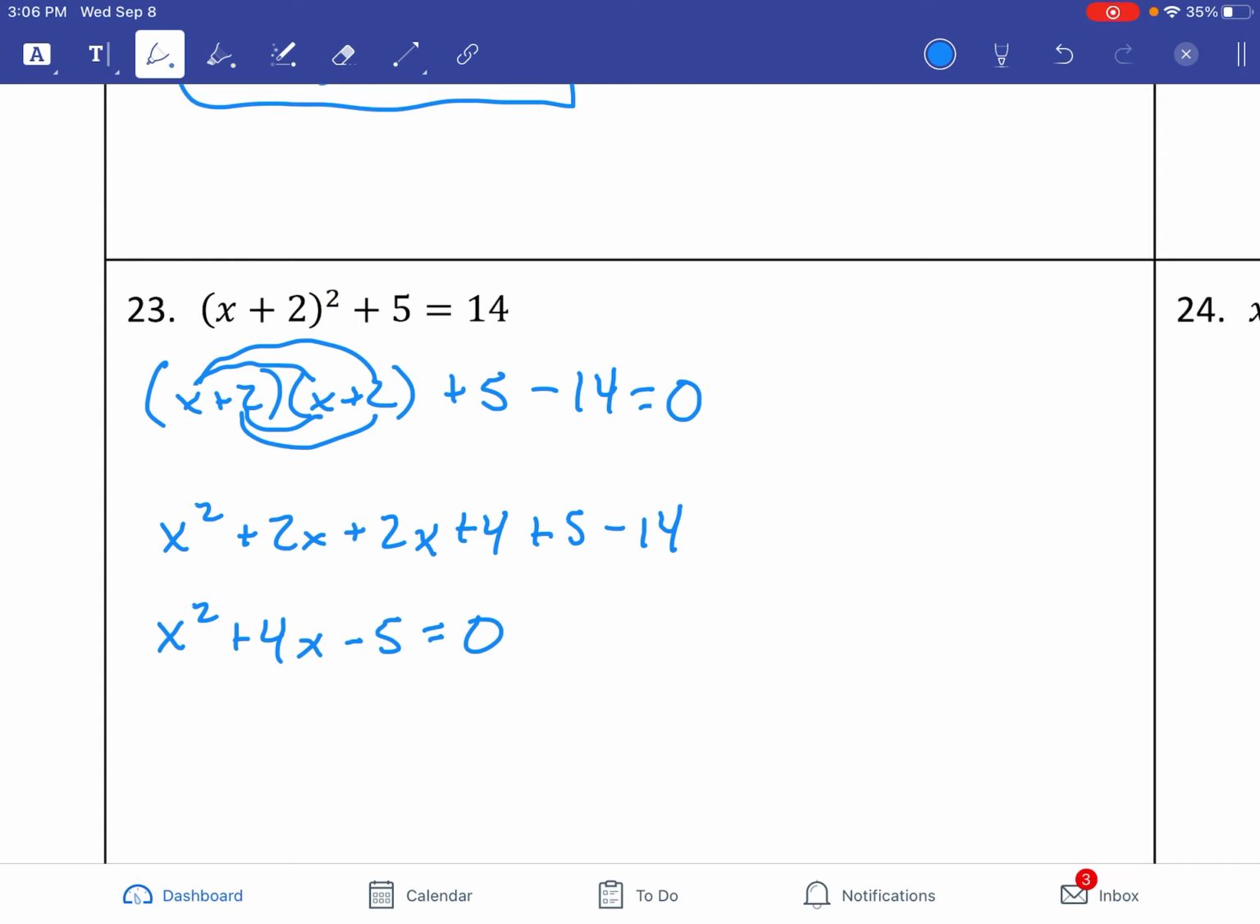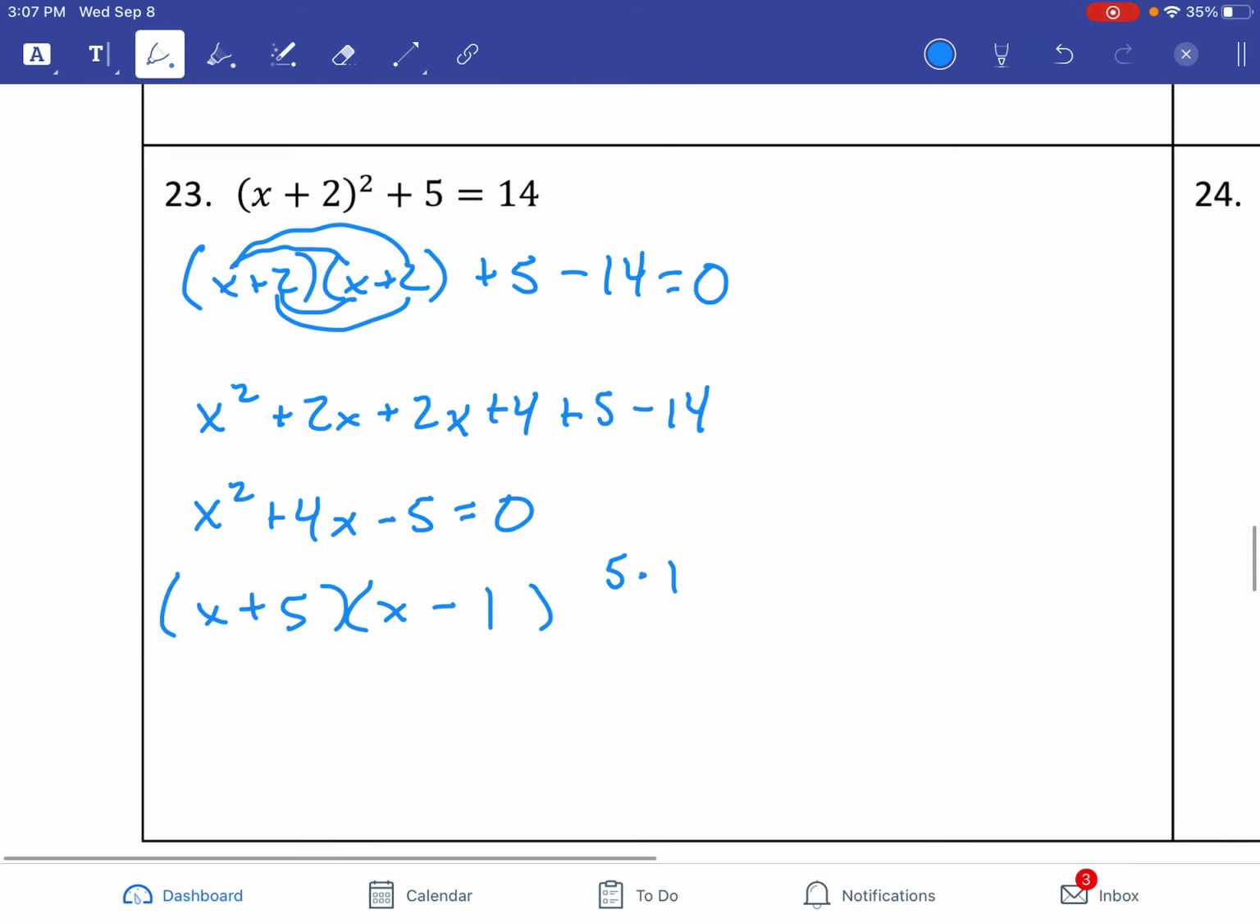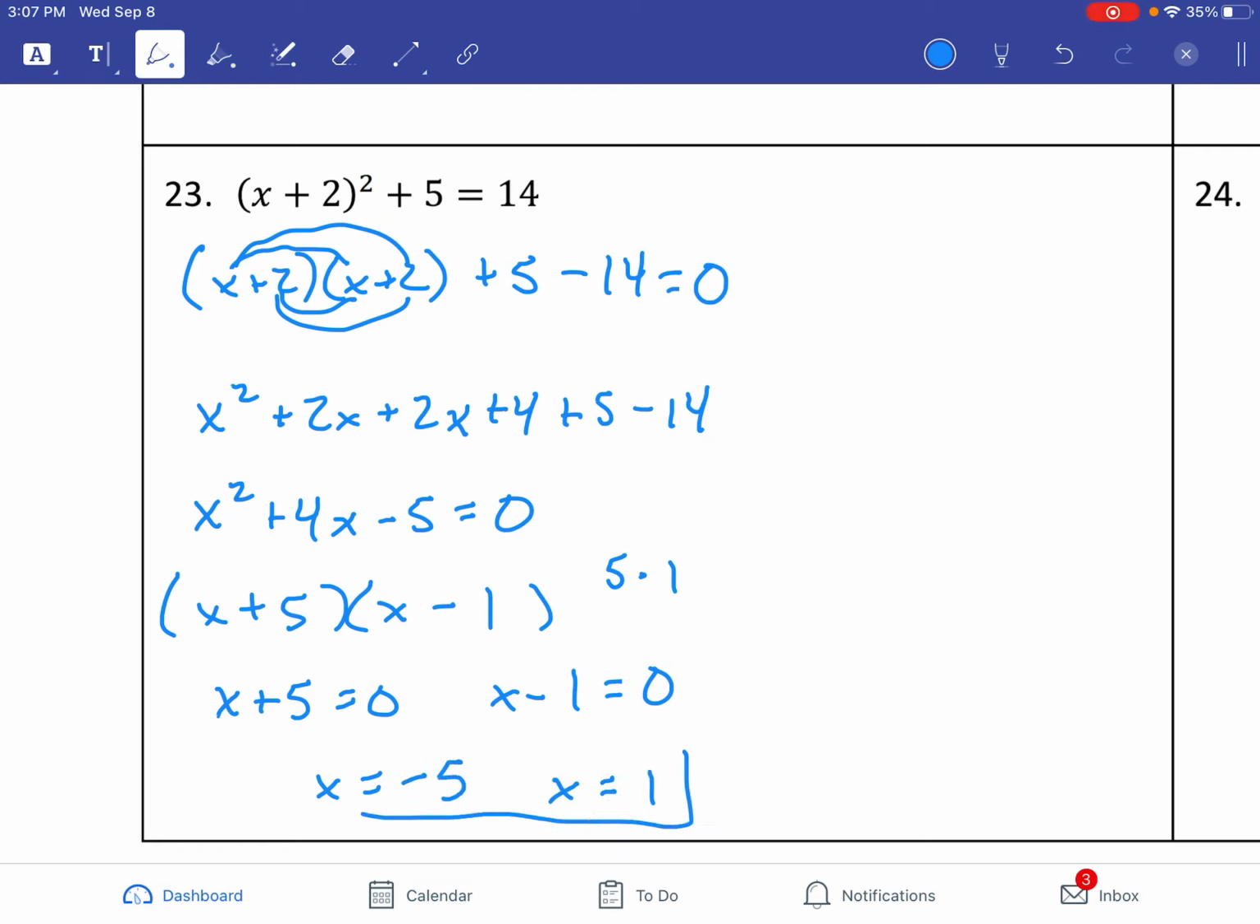All right, I should be able to factor this. Drop the first sign, which is a plus. What times a positive gives you a negative? That would be a negative. Factors of 5 are 5 and 1. And since the signs are different in the parentheses, I'm going to subtract those, which gives me 4. 5 and 1, so 5 minus 1 is 4. 5 times negative 1 is negative 5. So I've now factored this. I again take my two factors, set them equal to 0, and solve for x. So I'm going to subtract 5, gives me negative 5. And I'm going to add 1, which gives me positive 1.